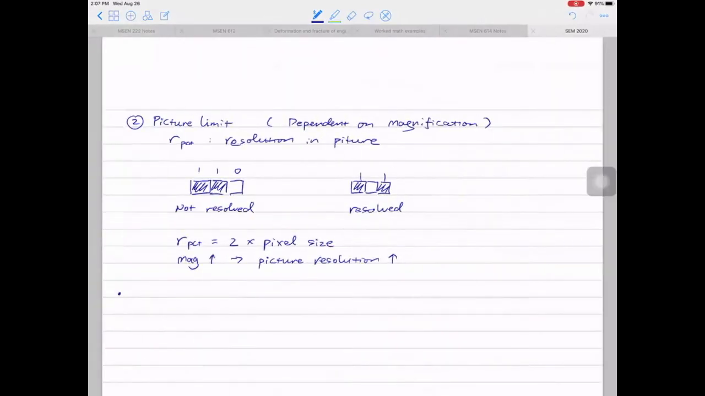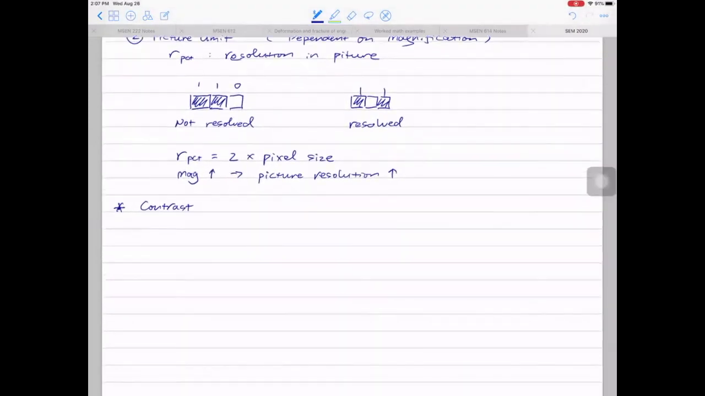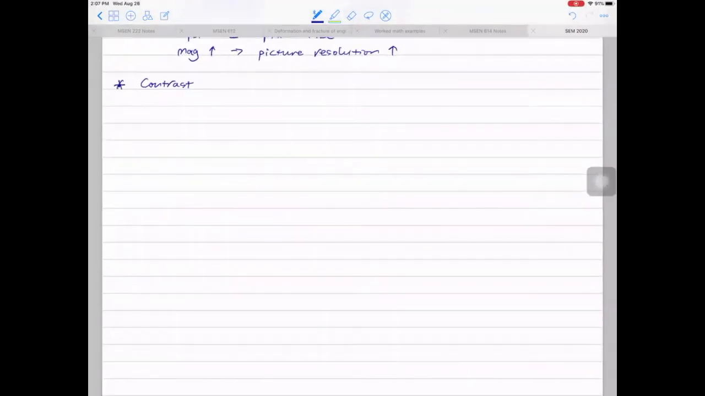I used the star before, so I'll use the star here as well. The next part is contrast. The importance of contrast is usually underestimated by many users. Contrast is important. Just think about a scenario like a chameleon. Why can we not see it? It's not because we don't have the resolution. It's because the chameleon blends into the background. There's no contrast. That's why we don't see it.